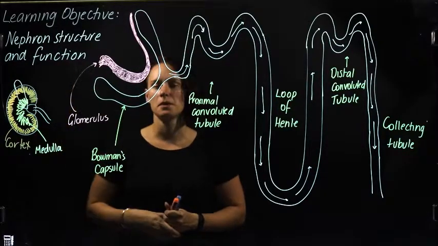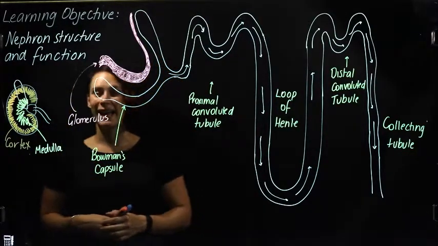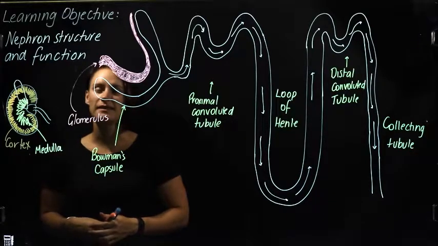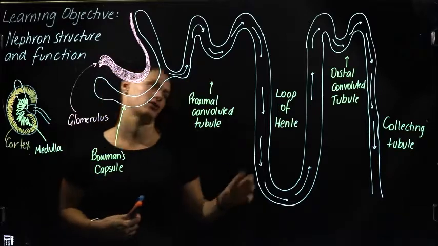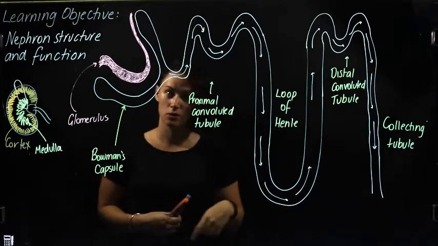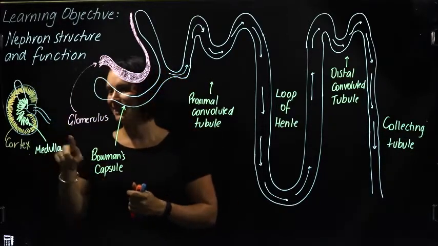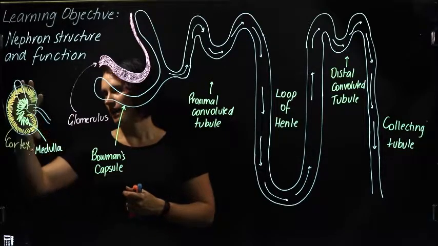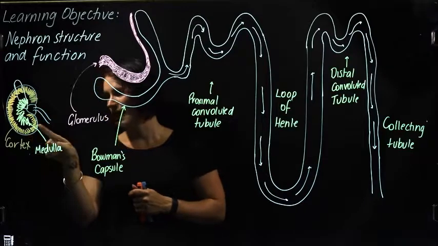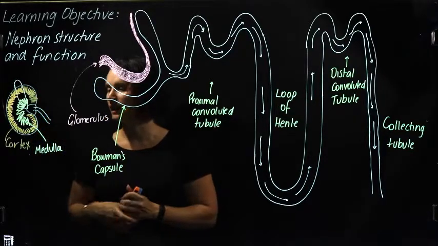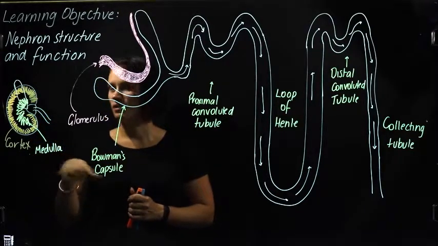Okay guys, in this video what we're doing is looking at the structure of a nephron, which is the basic unit of filtration in the kidney, and we're looking at how it works, how it's structured, and how its structure helps it do what it does. If we look at the kidney here, it is a nice kidney bean shape, that's why they're called kidney beans, and you can see it's got an outer layer and an inner layer. That outer layer is called the cortex, and the inner is the medulla.